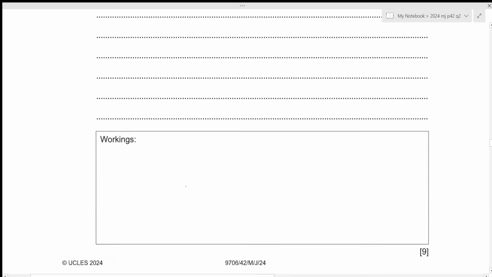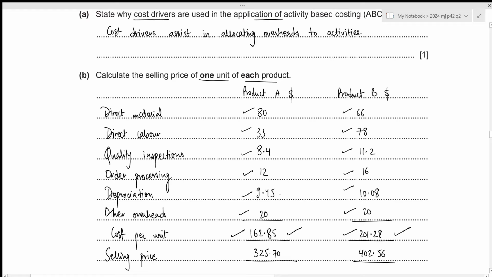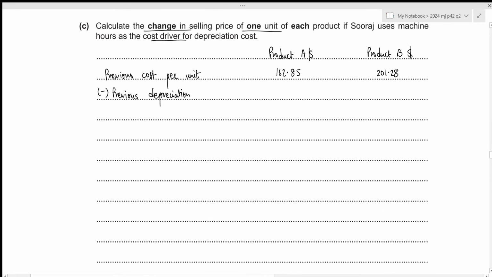Let's take a look above. Previously, we had the depreciation of 9.45 for product A and 10.08 for product B. Let's write it down. So 9.45 for A and 10.08 for B.